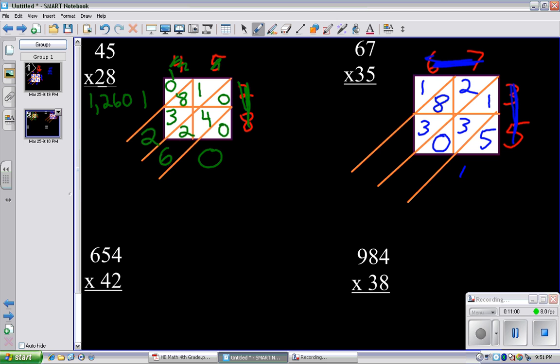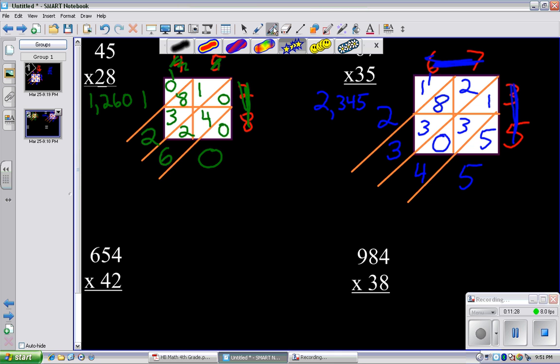5 plus nothing is 5. 0 plus 3 plus 1 is 4. 3 plus 8 is 11, plus 2 is 13. Don't forget to carry the 1. 1 plus 1 is 2. The correct answer to 67 times 35 is 2,345. If you've gotten 2 in a row, you definitely deserve a gold star.